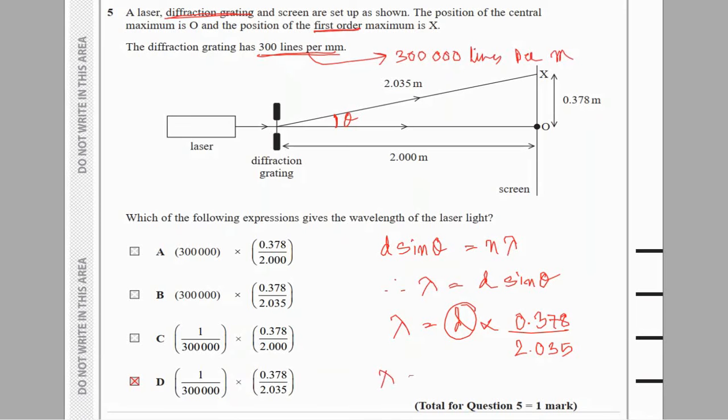So lambda is given by 1 by 300,000 times 0.378 by 2.035. That's what makes my answer D.